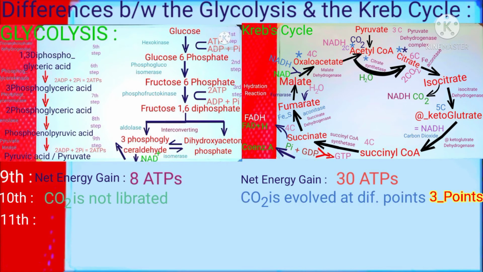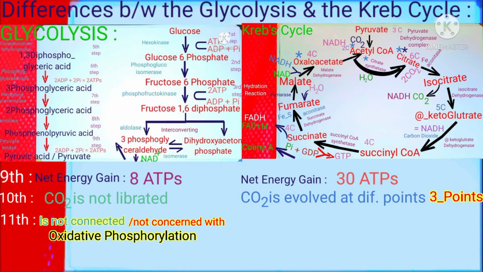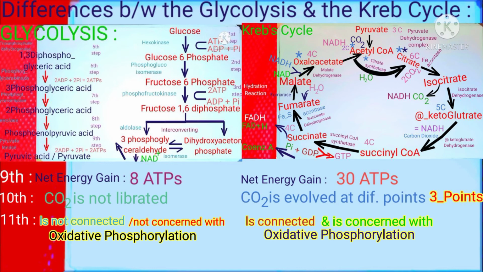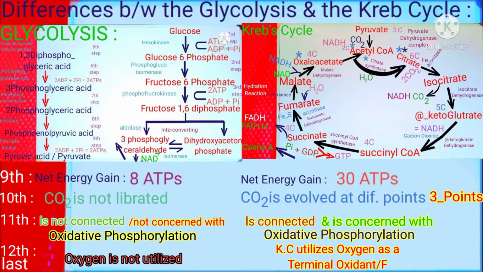The 11th difference is that the glycolysis is not connected, not concerned with oxidative phosphorylation, whereas Krebs cycle is connected and is concerned with oxidative phosphorylation. The 12th and final difference between the glycolysis and the Krebs cycle is that oxygen is not utilized, oxygen is not consumed during glycolytic pathway. On the other hand, Krebs cycle utilizes oxygen as a terminal oxidant, as a final oxidant.